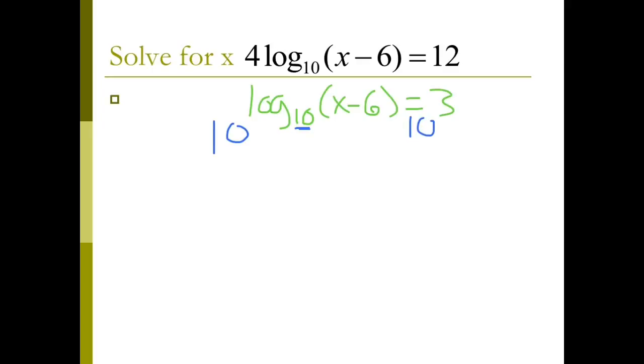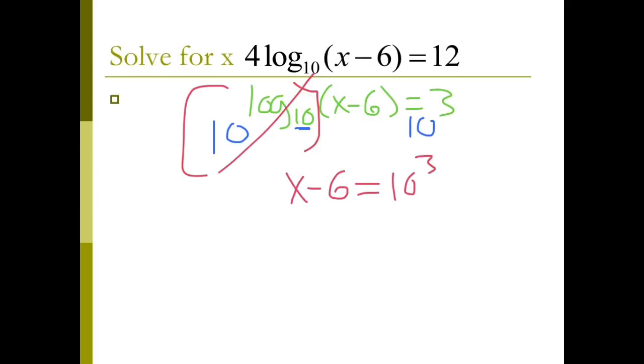When I do, again, this is going to cancel, so I'll be left with x minus 6 is equal to 10 to the third. And my last step would be to add 6 to both sides. 10 to the third is 1,000, so x is going to be 1,006.